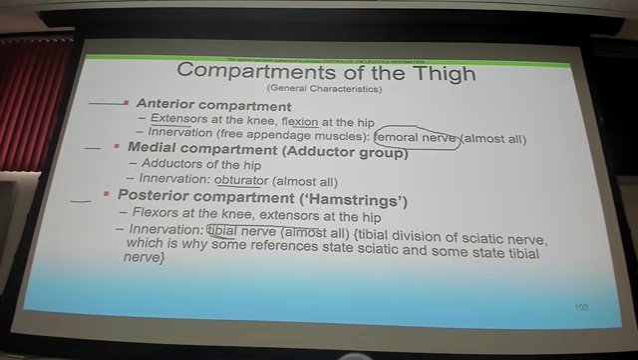There's not a whole lot of exceptions, and I just can't say all of them, but you can pretty much generalize all of them in these nerve groups. Anterior compartment's probably going to be femoral, medial compartment's going to be obturator, posterior compartment's going to be tibial. Right? Remember, tibial came off the sciatic, so sometimes you'll see that a hamstring muscle is innervated by the sciatic. That's true, but it's the tibial division.